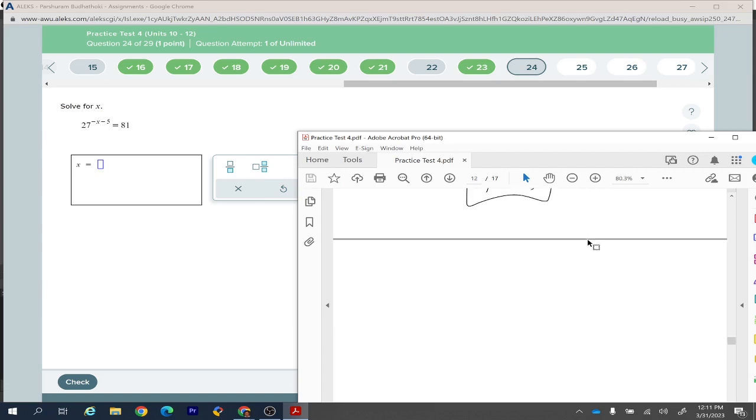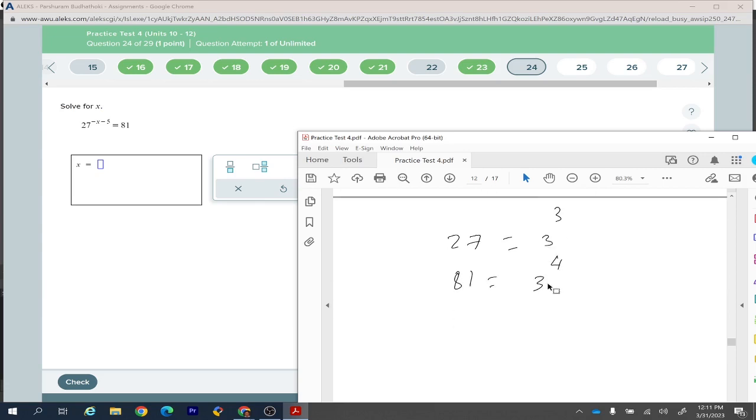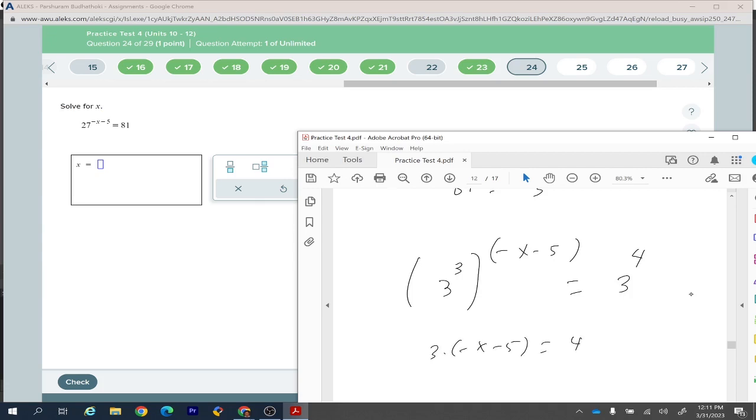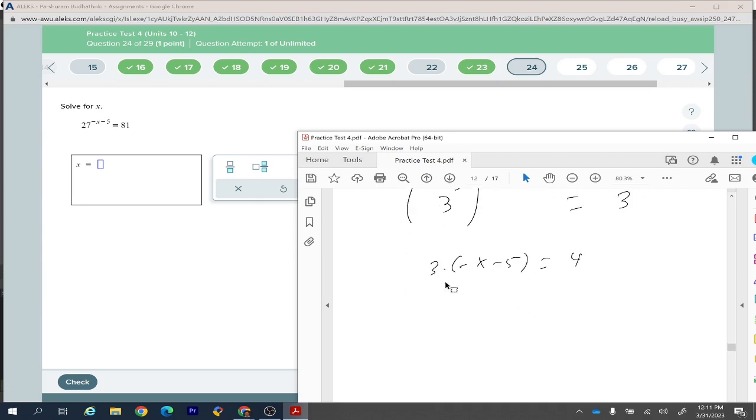So we know 27 is actually 3 to the power 3. 81 is actually 3 to the power 4. So we can convert this problem as 3 to the power 3 times negative x minus 5, equals 3 to the power 4. Because they have the same base 3 and 3, the exponents would be equal: 3 times negative x minus 5 equals 4. So now just solve this one.